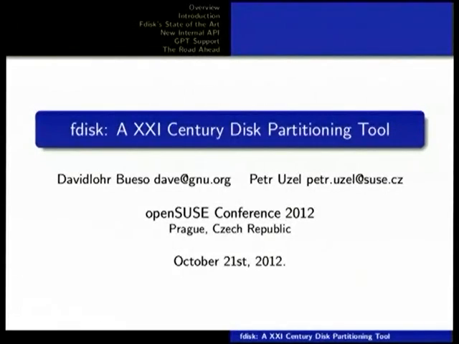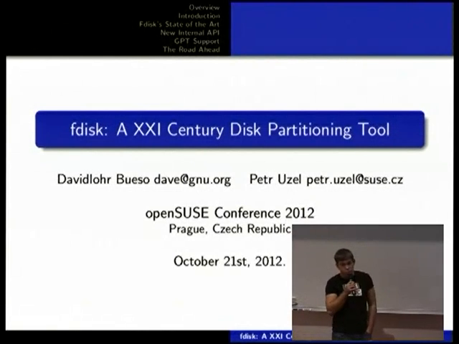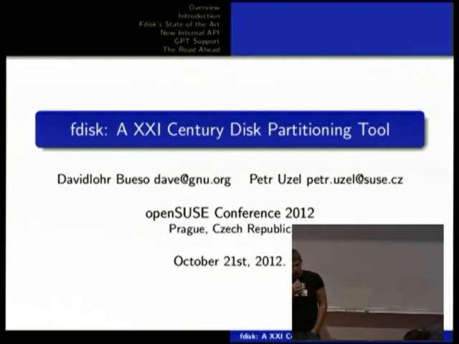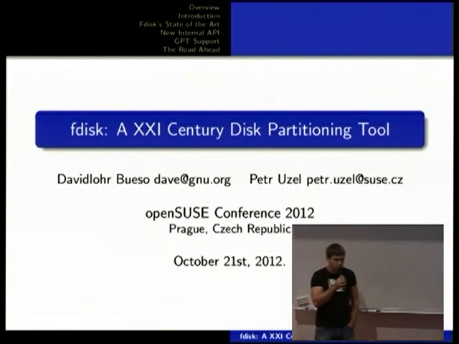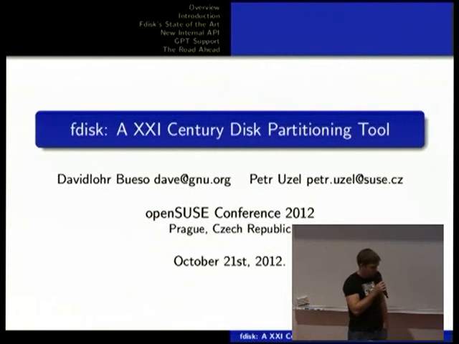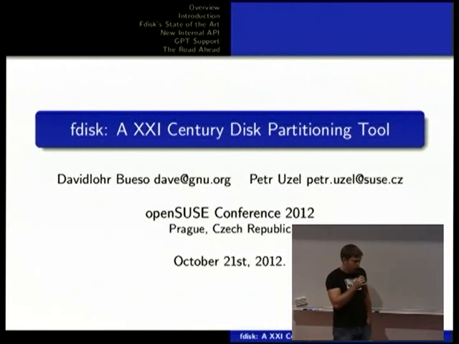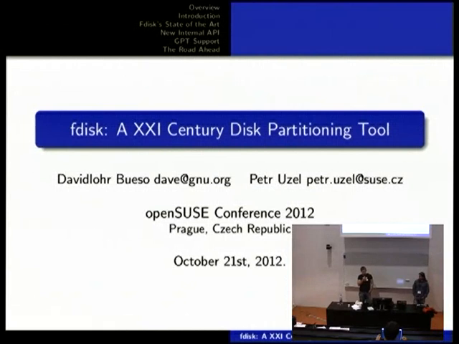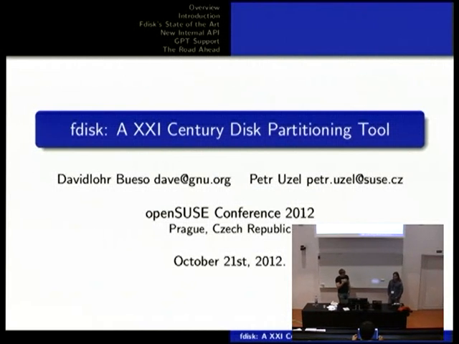Let me start with shortly introducing ourselves. My name is Petr Uzel. I work for SUSE, and one of my responsibilities is that I maintain the Util Linux package and parted package. I don't know if you know that the Util Linux package is the one which ships the fdisk-like utilities. So I'm basically the partitioner guy for SUSE, at least the user space part. So just to let you know what's my connection to this talk. And the guy standing next to me, it's Bueso, who worked on fdisk during this summer at the Google Summer of Code. So he's the one to blame if fdisk stops working for you when you update to the new Util Linux package.